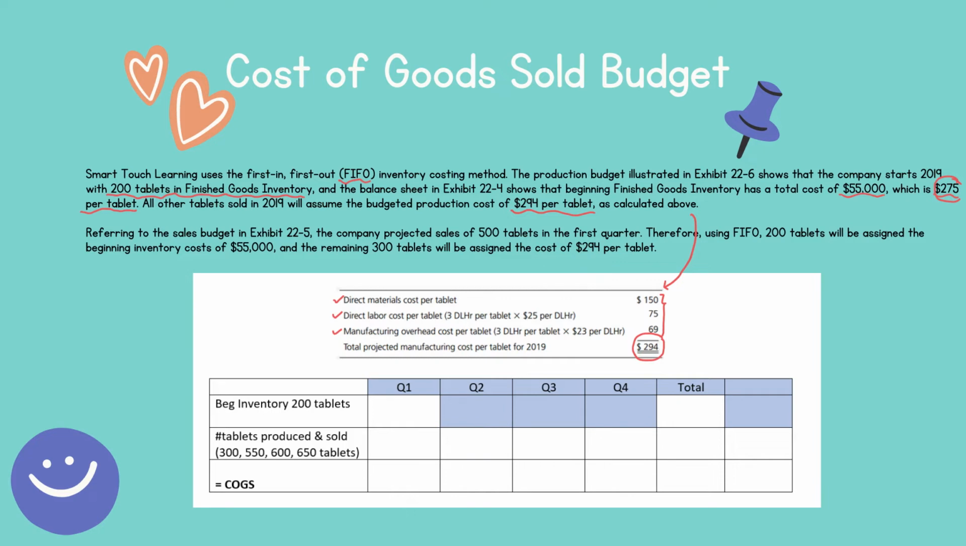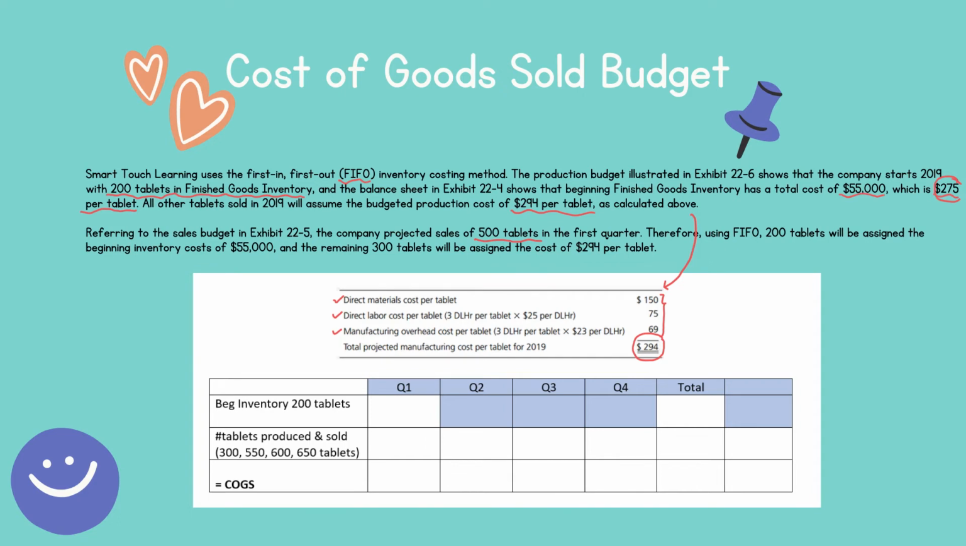Now let's go back to the sales budget. He said in the sales budget that the company projects sales of 500 tablets in the first quarter. Then he's gonna increase it by 50 in each quarter. So in quarter 1 the number of units to be sold will be 500. In quarter 2 it's gonna be 550. In quarter 3 it's gonna be 600. In quarter 4 it's gonna be 650 tablets.